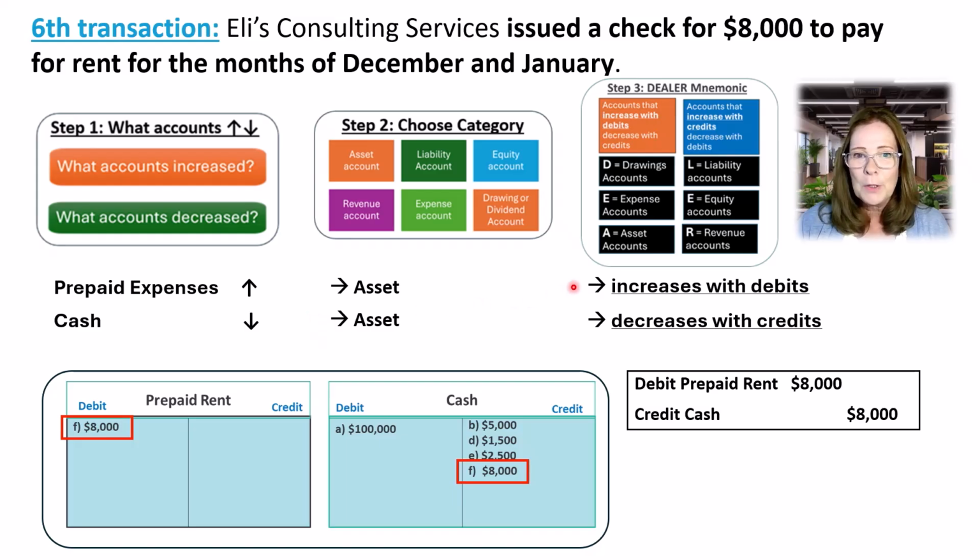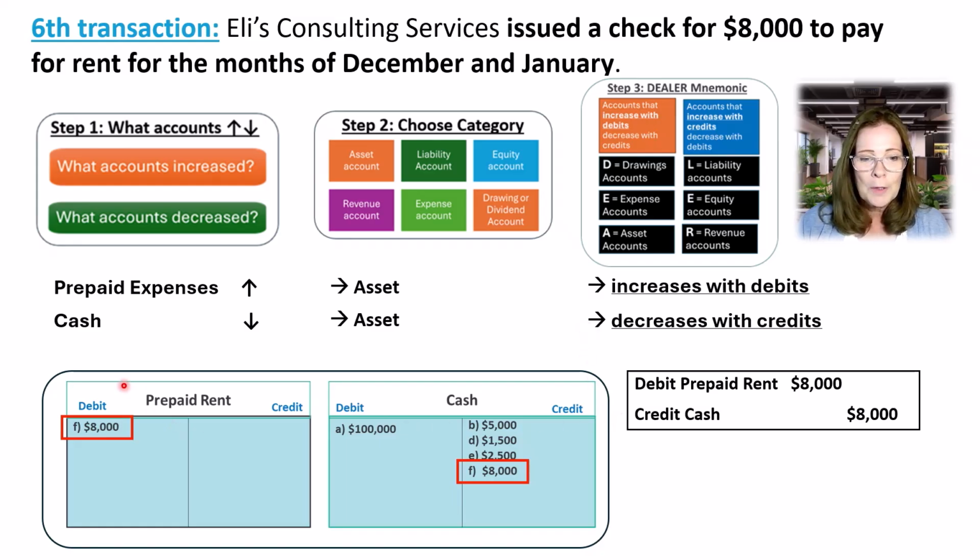So now in step 3, we use the DEALER mnemonic. The DEALER graph tells us that assets are on the left side and they increase with debits and decrease with credits. The business's prepaid expenses account increased, so that means that this type of account increases with debits, and we need to debit prepaid expenses. The second part is the decrease in cash. The DEALER mnemonic graph tells us that assets increase with debits and decrease with credits. The cash decreased, and this type of account decreases with credits, and we need to credit cash.